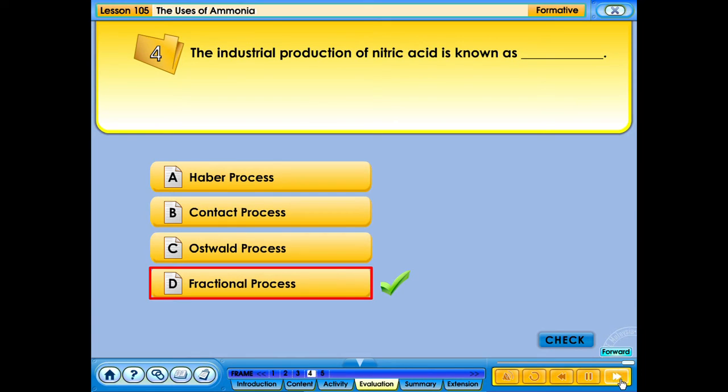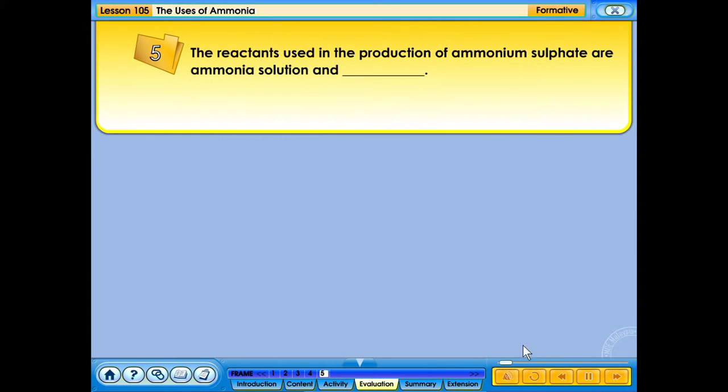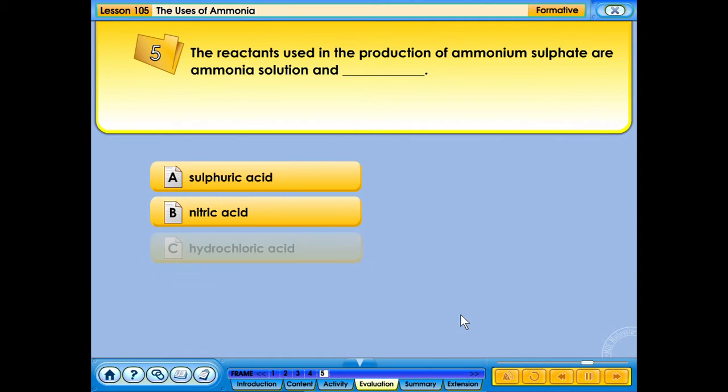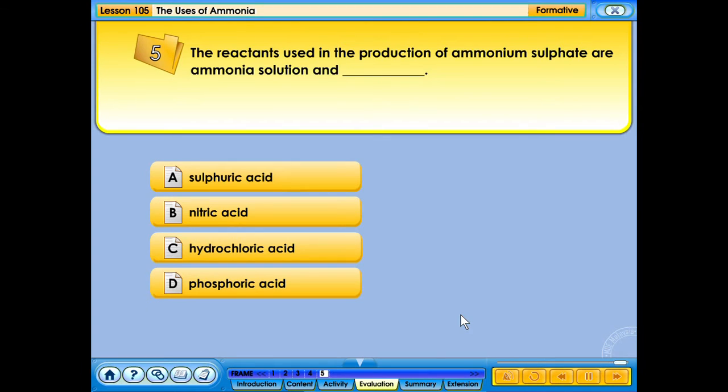Your answer is correct. The reactants used in the production of ammonium sulfate are ammonia solution and A. Sulfuric acid, B. Nitric acid, C. Hydrochloric acid, D. Phosphoric acid. Your answer is correct.